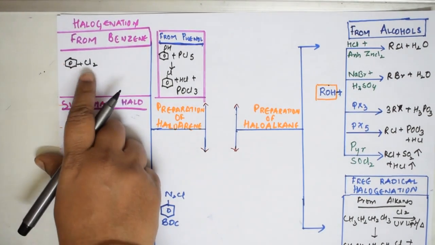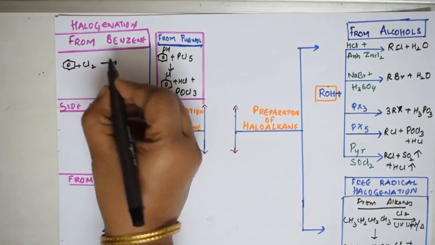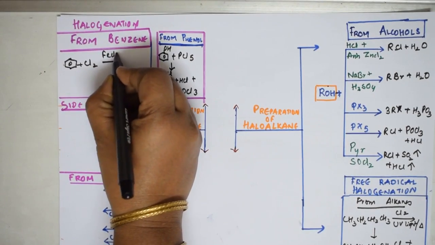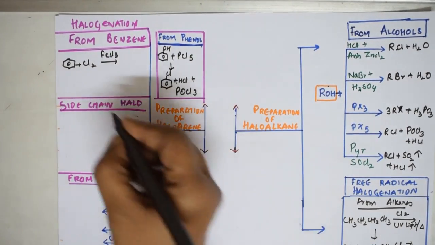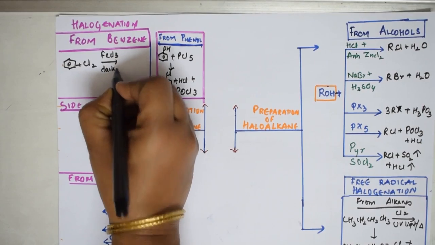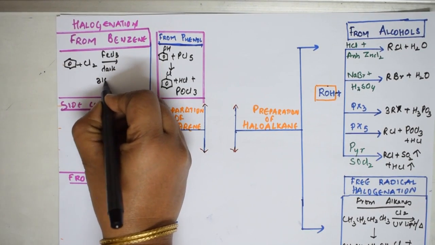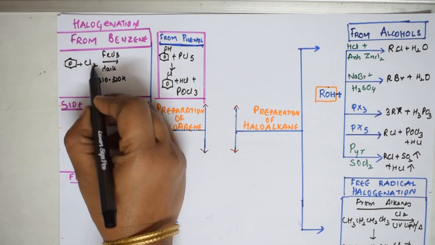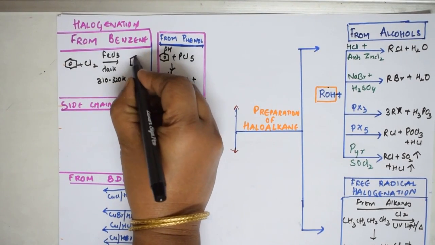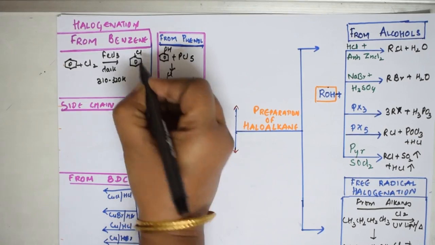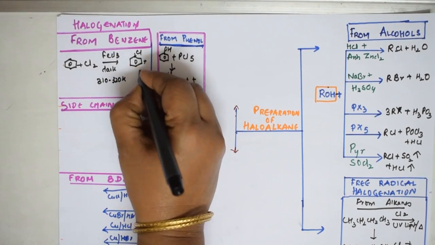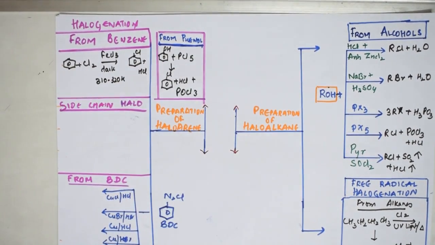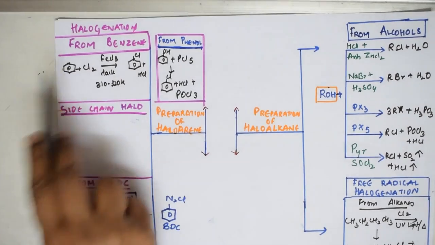So take benzene, add chlorine. What is important is the presence of FeCl3 and dark. This is the important condition. The temperature is 310 to 320 Kelvin. One hydrogen is replaced by chlorine and I am going to get chlorobenzene here, and the HCl is out. Understood? Simple. I have prepared chlorobenzene from benzene.